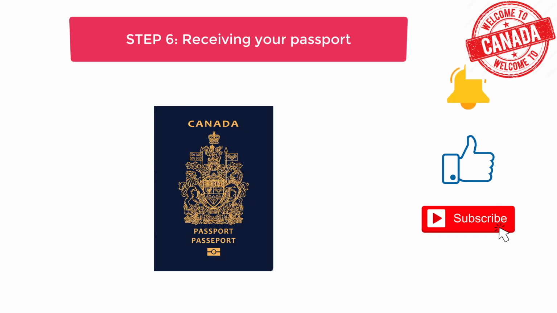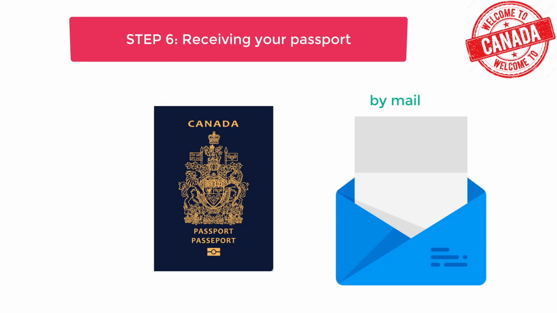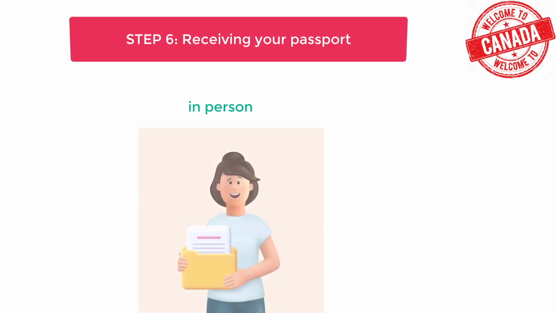Step 6. Receiving your child's passport. If you applied by mail, the passport and any original documentation you submitted, such as your child's citizenship certificate, will be returned to you by mail, and may be in 2 separate packages. If you applied in person and paid for a pickup service, the pickup date will be indicated on your receipt. You can send someone else to pick up your child's passport, if they have valid identification and written authorization from you to do so.